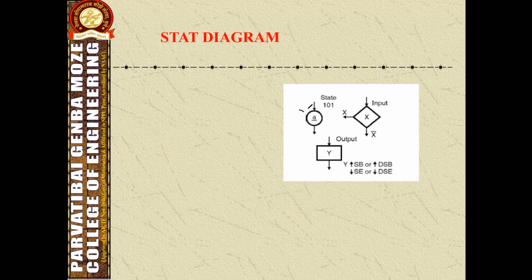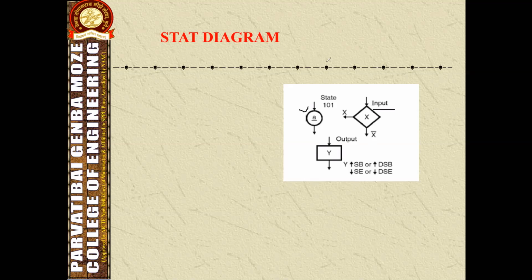Here, in a circular form we can represent the state, and this triangular form, this diamond form, will show the inputs, and these are the conditions, and this is the output shown in a rectangular form. So we will see how we can utilize this. Before that we have to see how we can construct the state diagram for the flip-flops.